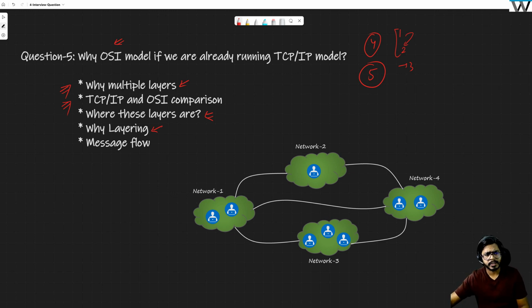And last, but not least, we are going to discuss how the message which we get from our application flows through our layers and then reaches the destination side.